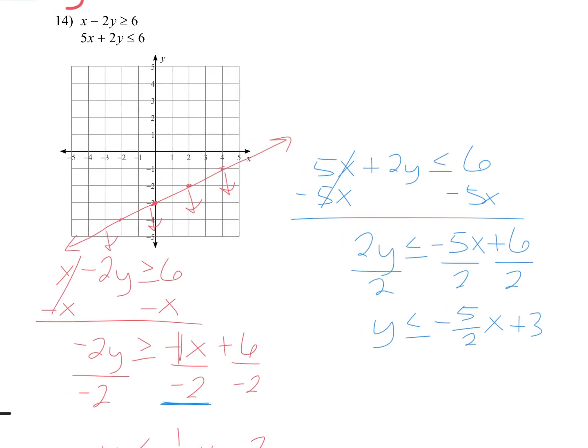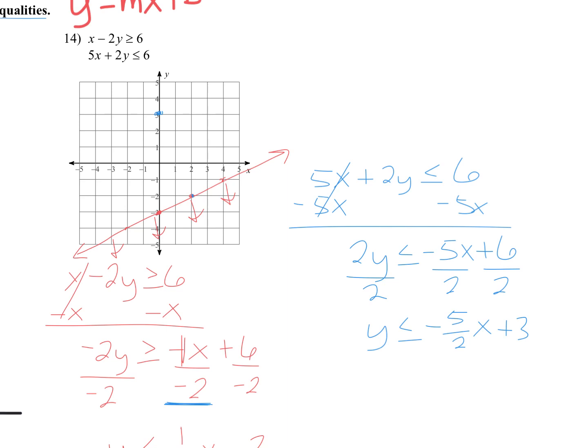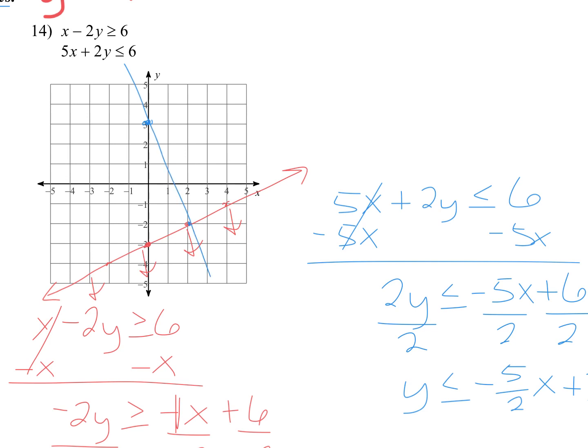Okay, so I'm going to start at my positive 3, and then I'm going to go down 5 over 2. Do we care about where they cross? No. Okay, so dashed or solid? Solid. Draw your line. And now am I going to shade up or am I going to shade down? Down, yep. And then the last step is to check where they overlap. Where do the arrows overlap? At the bottom right here, yep. So we shade this area right here.